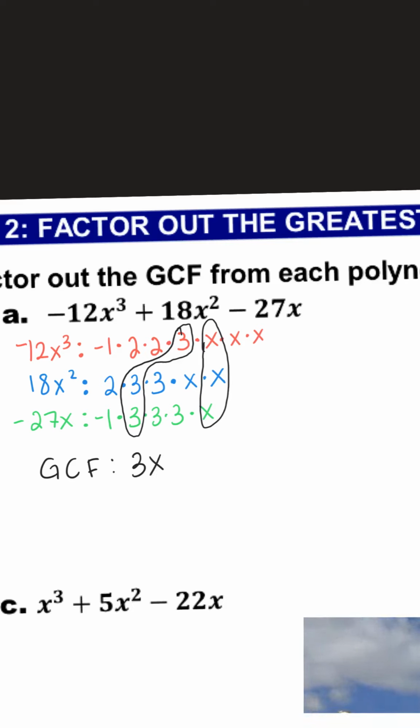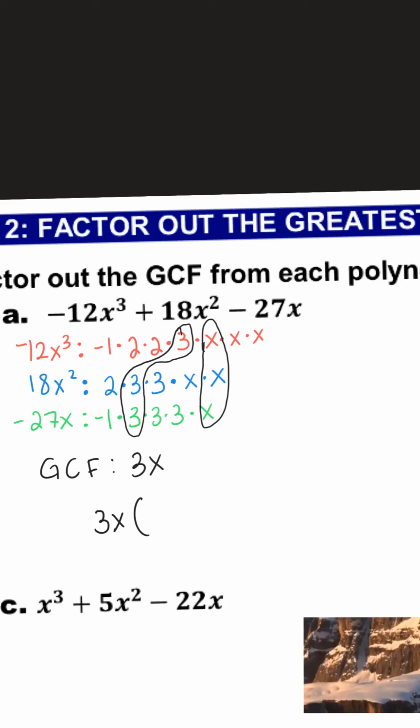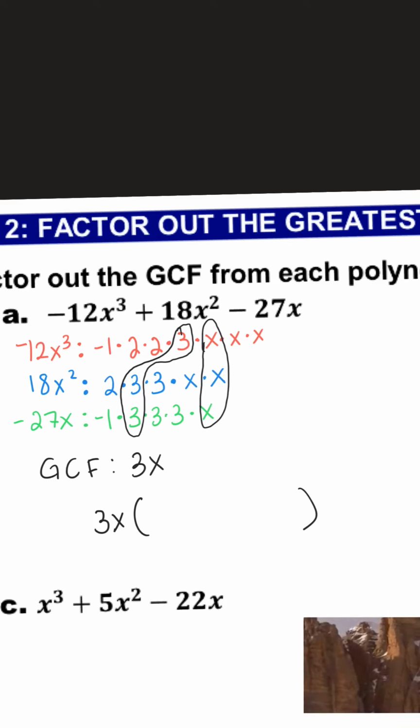Okay, so now to factor it out, we're going to write our answer as 2 factors. We're going to write 3x, our GCF, out in the front, and then parentheses. And then whatever is left over that has not been circled in black. So, we're just going to multiply them together. So I see negative 1 times 2 times 2. That gives me negative 4 and then 2 x's, so x squared. So this becomes negative 4x squared.